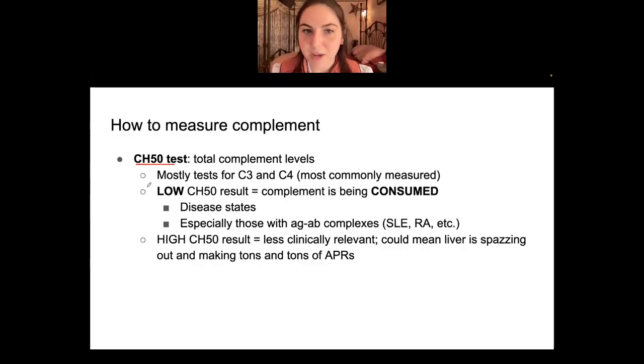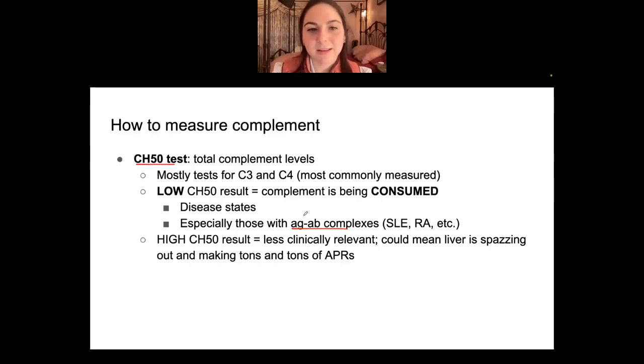This patient might have a disease state, especially those with antigen-antibody complexes. We're going to talk about lupus later, rheumatoid arthritis, any really inflammatory disease, like an autoimmune disease, anything with tons of inflammation. Lupus and rheumatoid arthritis produce a lot of inflammation. You can imagine that the CH50 result is going to be very, very low because you get these antigen-antibody complexes, and we're going to get tons of complement activation.